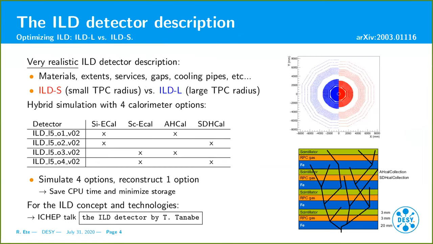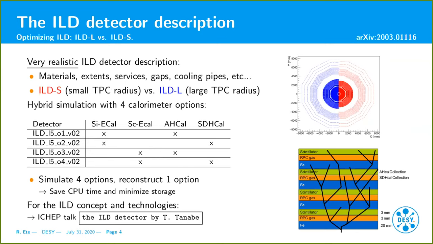About the ILD detector, it's one of the detectors at the foreseen collision point of ILC. There's an arXiv link there, which links to what we call the IDR, the interim design report of the ILD detector. It describes what I'm talking about here. This implementation of the detector in our framework is very realistic. We describe all materials, extents, services, gaps, cooling pipes, really everything inside.